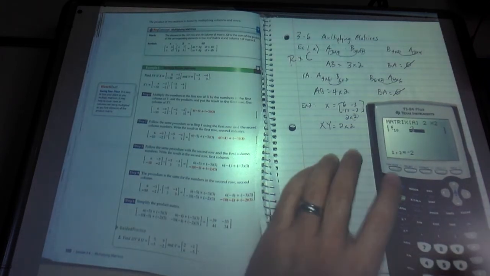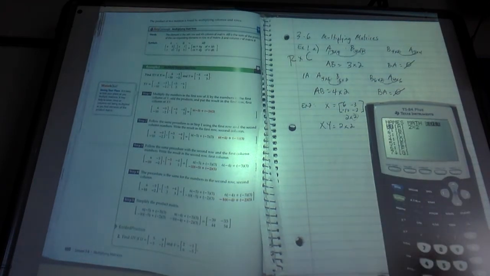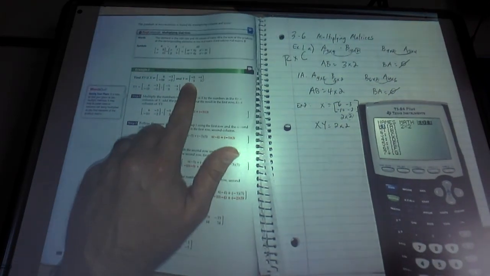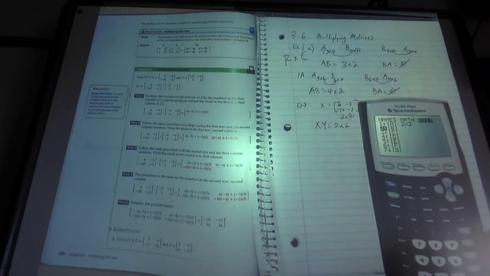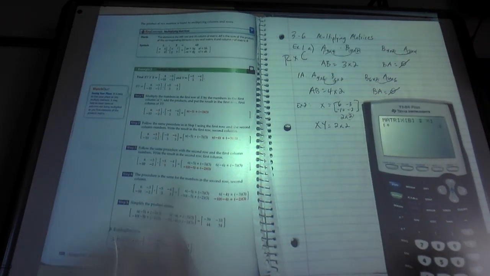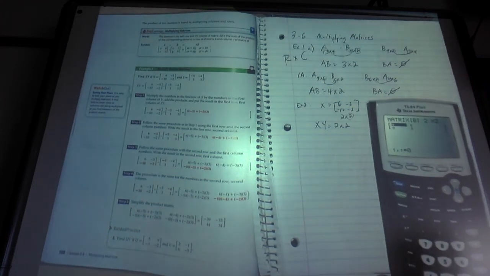So now I can second quit, go to my home screen, and go back to my matrix menu. I need to put in the second matrix, or matrix Y. So I'm just going to go down here and put it in the second slot, which the calculator calls matrix B, and that's fine. It was also a 2x2 matrix. Remember, that's 2 rows by 2 columns. And I'm going to plug it in.